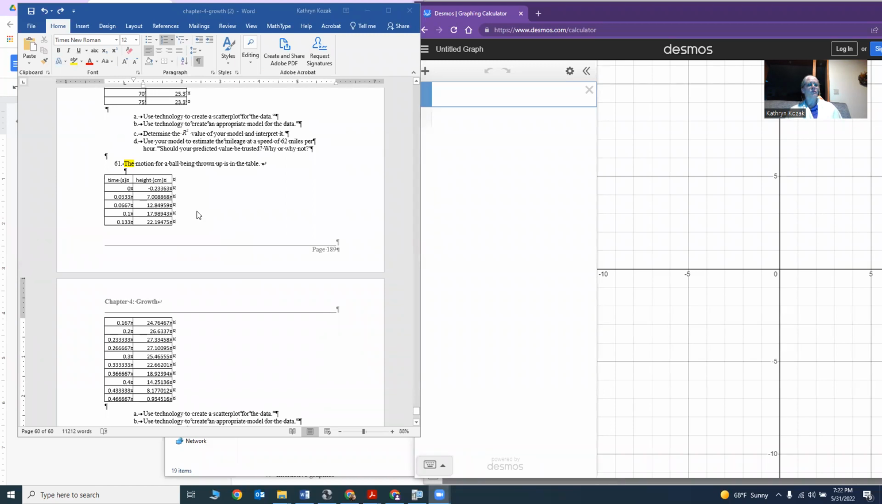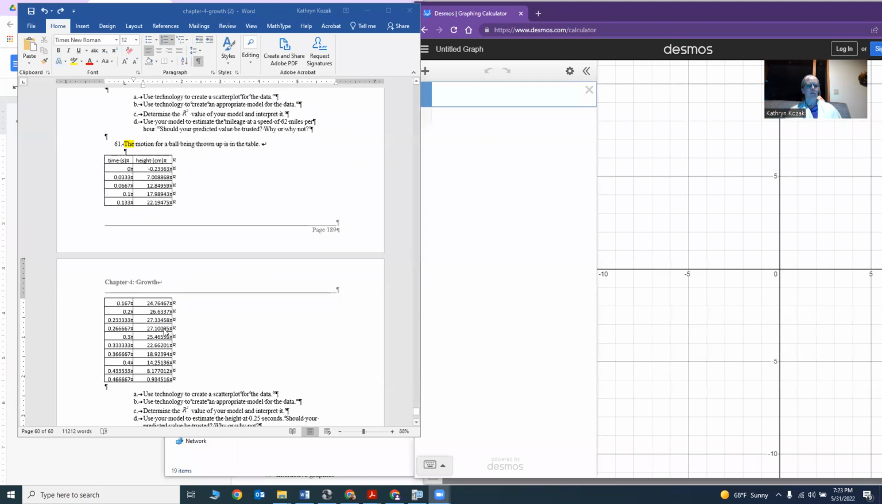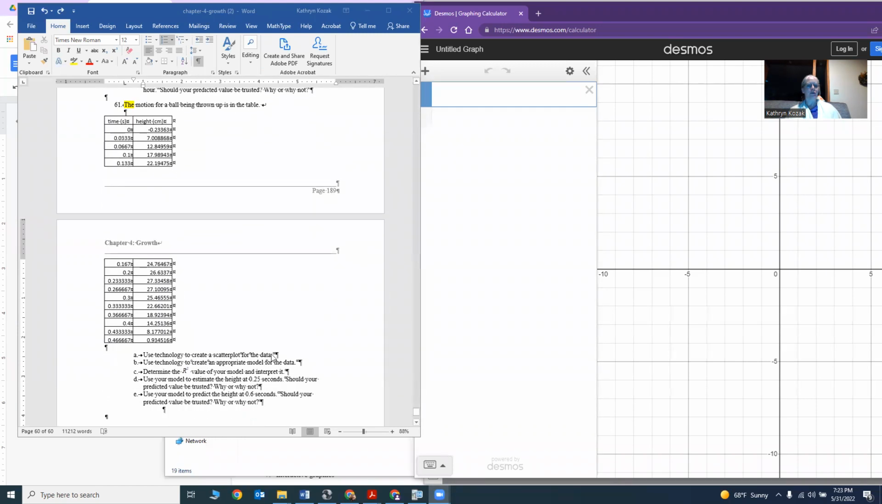So problem number 61 on the chapter 4 homework says the motion of a ball being thrown up is in the table. We have the time in seconds and the height. And we'd like to use technology to create a scatter plot for the data. We're going to use Desmos to do it. You just go to desmos.com/calculator to get there.